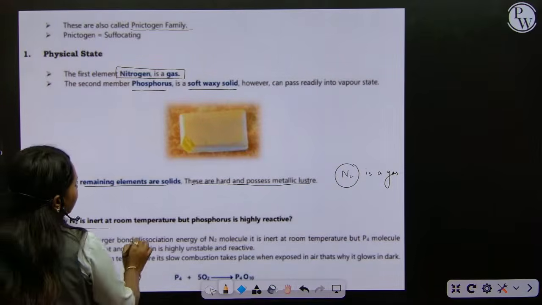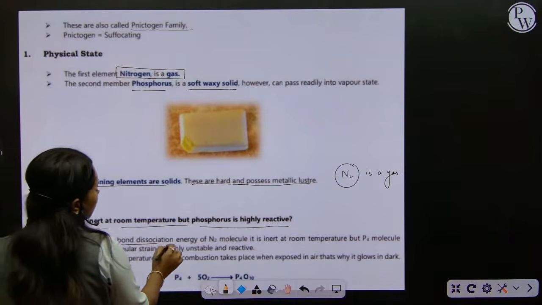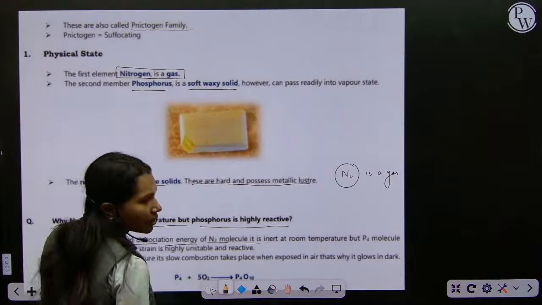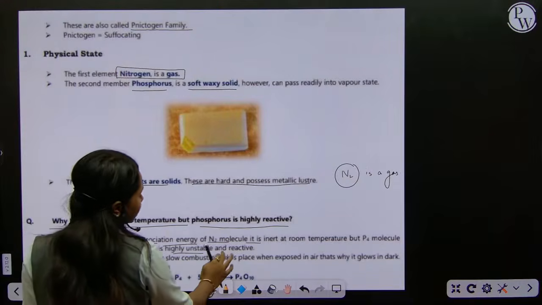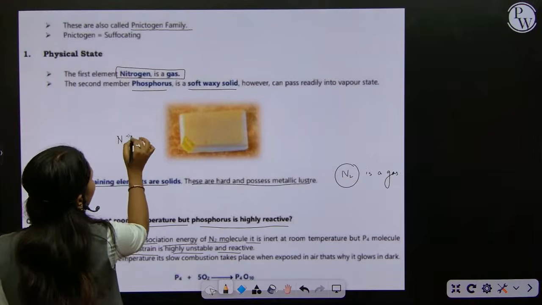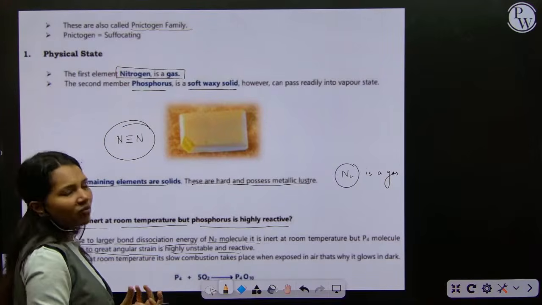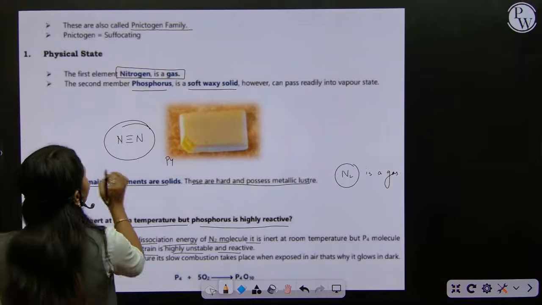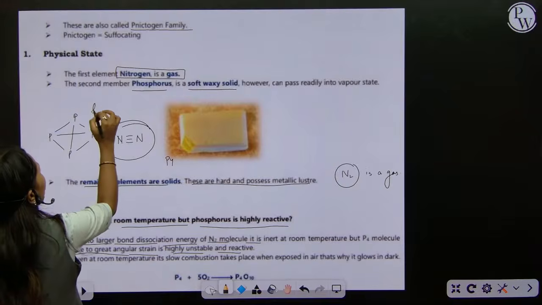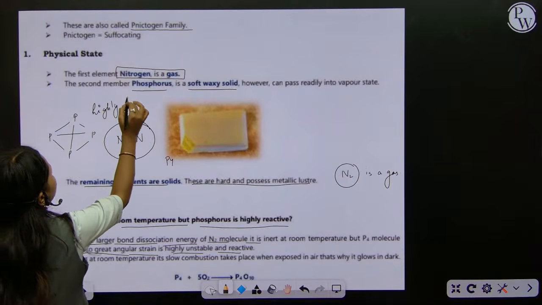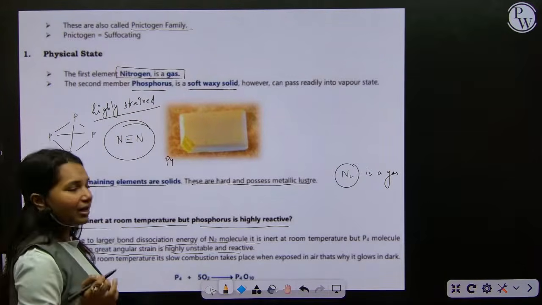Why? N2 is inert at room temperature, but phosphorus is highly reactive. Due to the larger bond energy of the N2 molecule, it is inert at room temperature, but P4, due to great angular strain, is highly unstable and reactive. In N2 there is a very strong bond which is tough to break, hence it is much less reactive. P4 is in the form of a kite, so it is highly strained. If it is highly strained, it will become highly unstable.